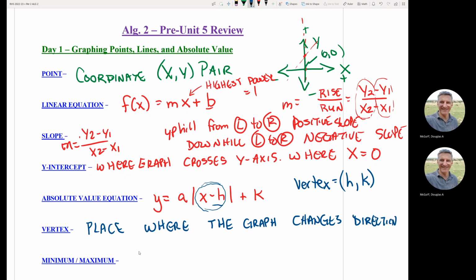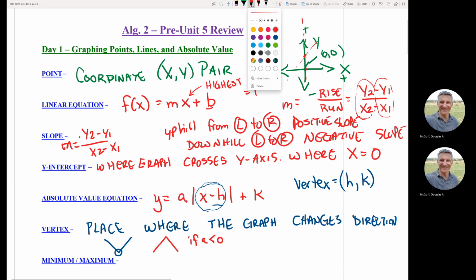So for an absolute value, it is a V shape. If A is positive, it'll open upward. And the vertex is that point right where it stops going downhill and starts going uphill. If A is negative, it will flip the graph over. The vertex, however, is still that point where it changes direction. Only now it's changing from uphill to downhill.